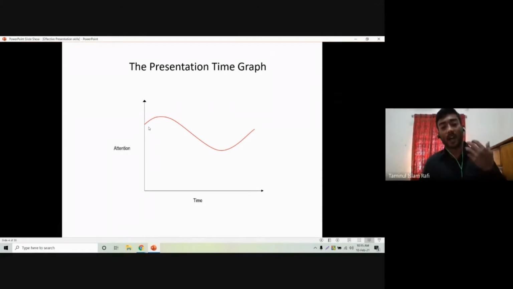When you start your presentation, the attention from the audience will be high. You can see the starting point, the attention from the audience will be high, and as you go through your presentation it might become lower. Then again at the end of your presentation, the attention comes back to you. So from this graph we can clarify that the start of a presentation and the end of a presentation are very important.